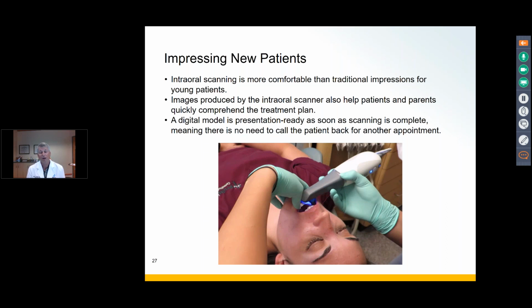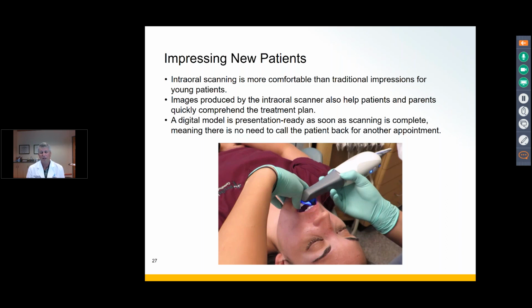Images produced by the scanner also help patients and parents understand the treatment. They say a picture's worth 1,000 words. And so for us, being able to show and work through different views taken from a digital scan is a real positive experience. It's presentation ready. The scanning is complete. No need to call the patient back for another appointment.